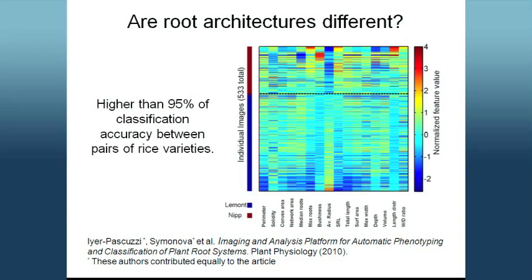Here you can see the result of one run for the images of Lemon and Nipponbare, the two very similar rice varieties that I showed you before. On this image, each column represents a feature that we computed, and the color bar on the right shows the value of those features. Each tiny row represents an image that participated in the classification. The dotted black line shows the position of the separating hyperplane, and all images are ordered with respect to the distance from the point in 16-dimensional space to the separating hyperplane. The color bar on the left indicates the variety to which each particular image belongs.